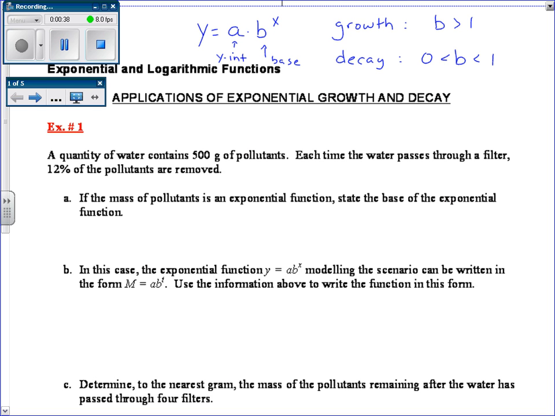And so we're just going to hop right into examples for this. So we have example 1. A quantity of water contains 500 grams of pollutants. Each time the water passes through a filter, 12% of the pollutants are removed. So what we have here is we've got filters. We'll end up with an exponential function where on our x-axis it will be the number of the filter, and on the y-axis, it will be the quantity remaining.